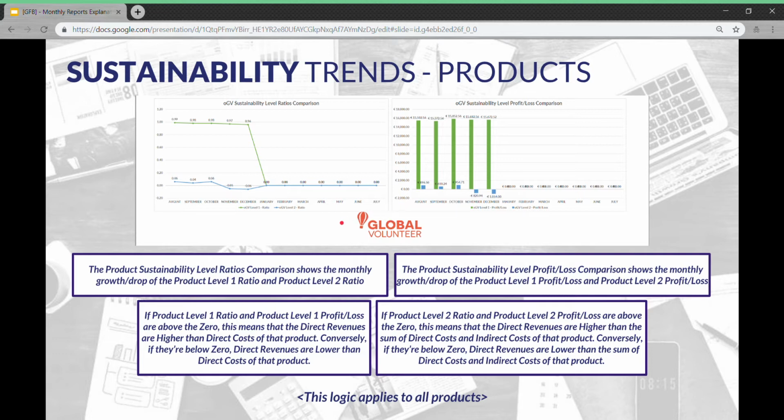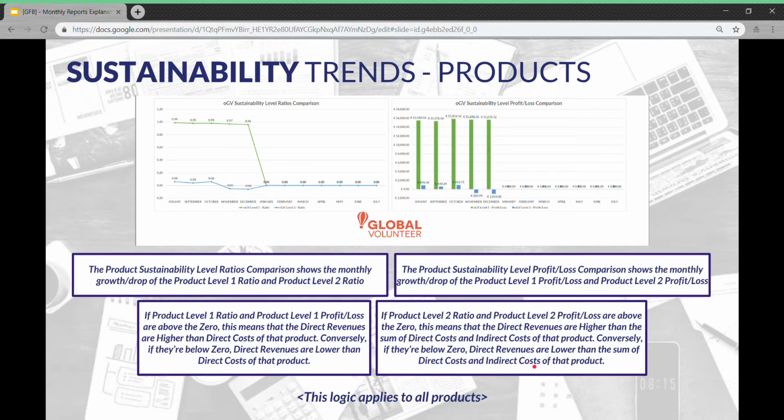The level 1 ratio would be based on the direct revenues and direct costs, meaning if level 1 is higher than 0, then direct revenue is higher than direct cost. If not, that means direct revenue is lower than direct cost. If level 2 is higher than 0, that means the direct revenues is higher than the direct cost and indirect cost of that product. Conversely, if it's below zero, that means direct revenues are lower than the sum of direct costs and indirect costs.